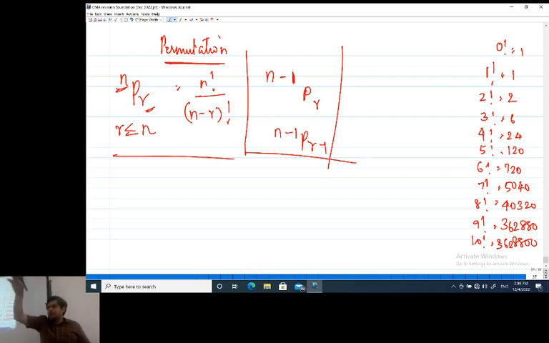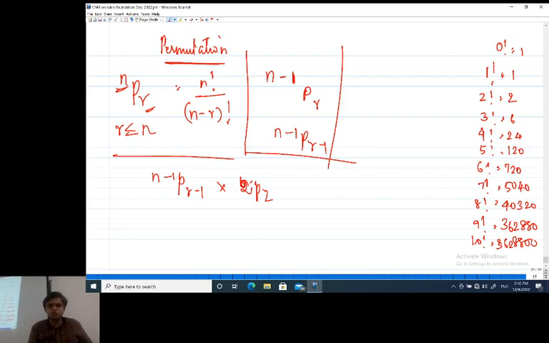Wherever they go, those two will go side by side. So they form a block. Once I take them as one block, the rest are 1, 2, 3, 4, 5 plus the block. You are able to get it? So what happens? n minus 1 P r minus 1. This r is the number of places you are going to fill. But further those two will arrange between themselves in 2P2 ways. You are able to understand?